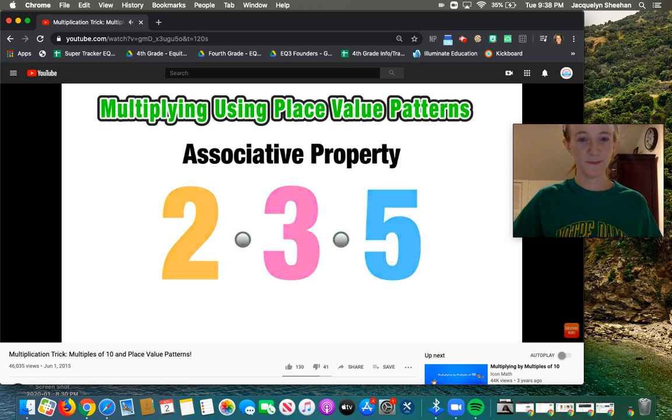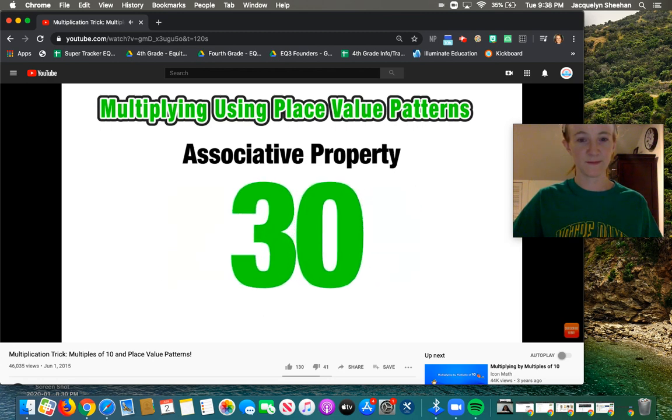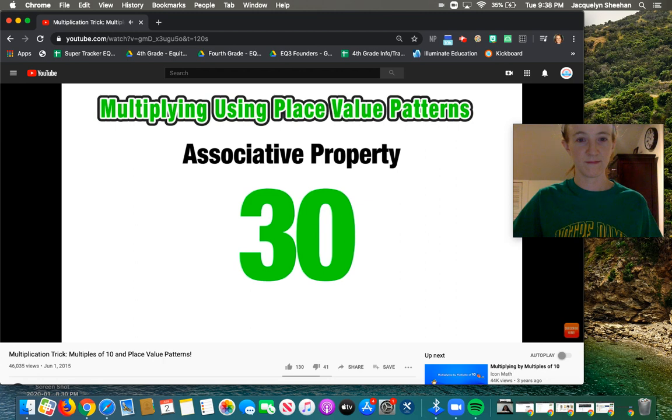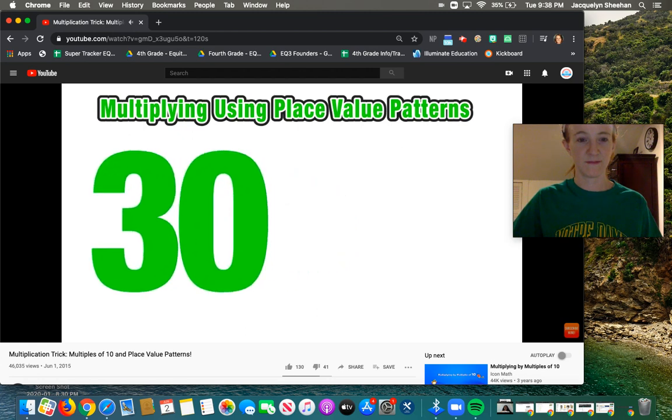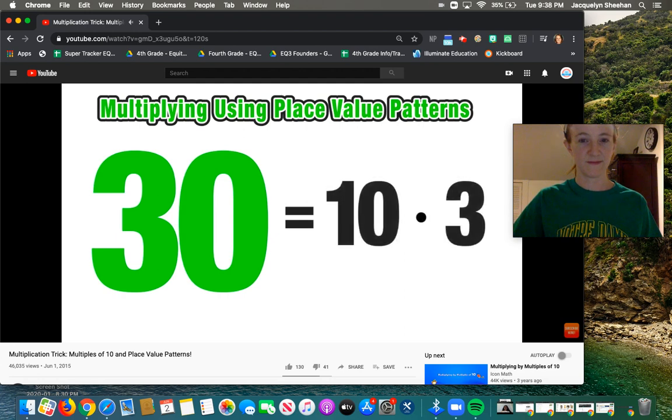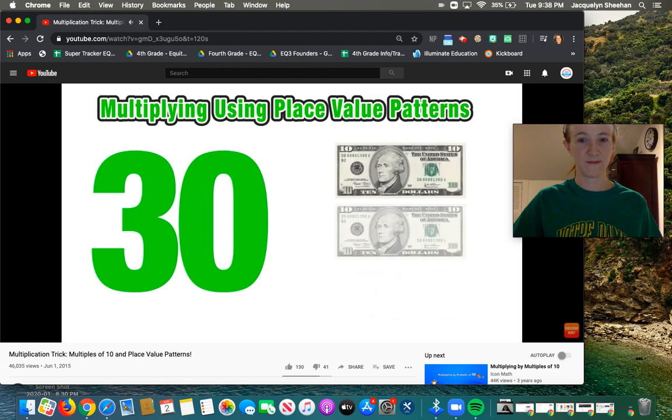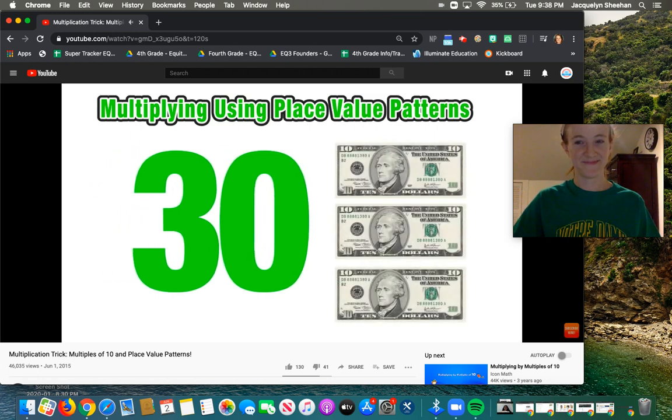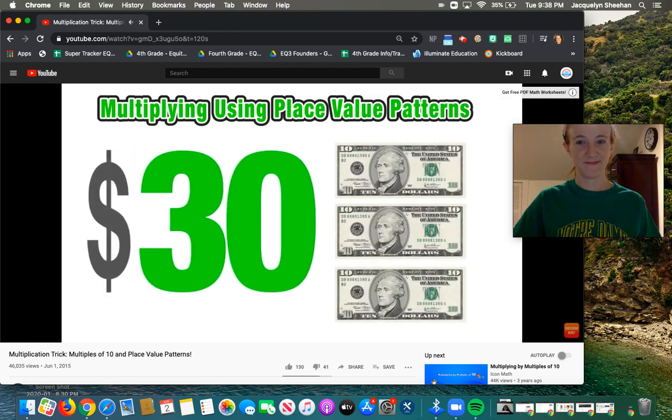So the associative property states that the order of the terms does not matter when you're multiplying real numbers, which we could see in this example where the order of the terms did not matter since the product always resulted in 30. And we are going to continue to look at the number 30 since it is a multiple of 10. We can say that 30 is equal to the number 10 times 3. Or in terms of money, we can think of $30 as three $10 bills.